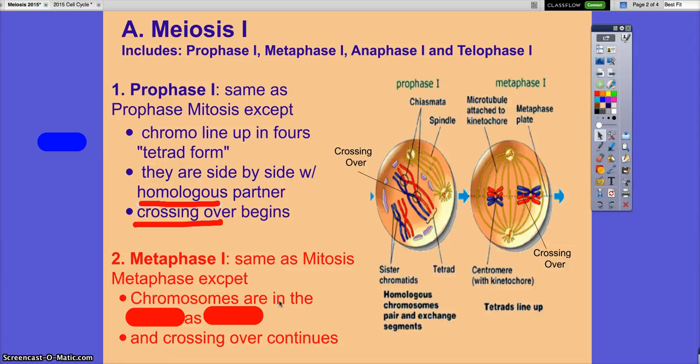Then we go to metaphase. What happens in metaphase? Say the 2 things. Good. M for metaphase, M for the chromosomes line up in the middle. Okay, what else happens? That has to do with middle.